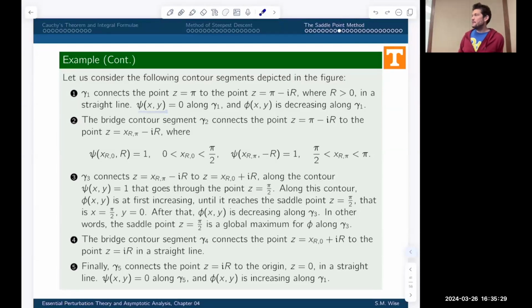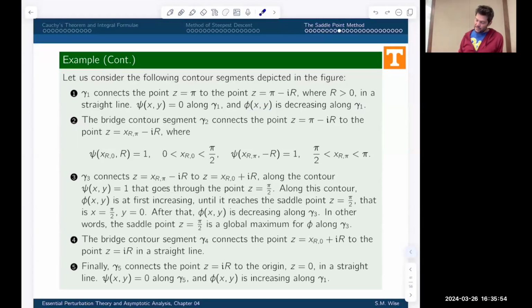And along that line, that's a level curve of phi. So it's a curve on which phi or psi, sorry. I'm going to keep making that mistake 100 times. It's a level curve of psi. So psi is constant along gamma 1. And we said that phi is decreasing along gamma 1. So check mark, check mark.